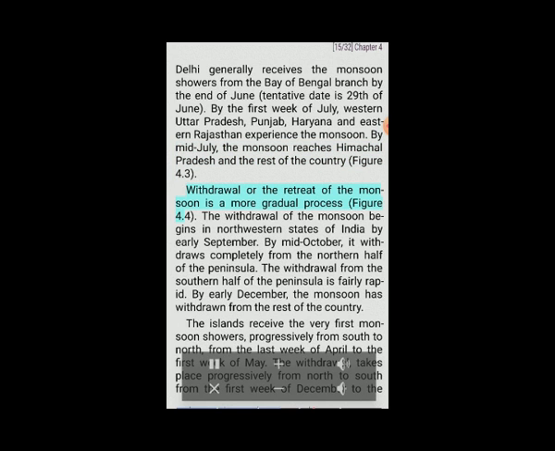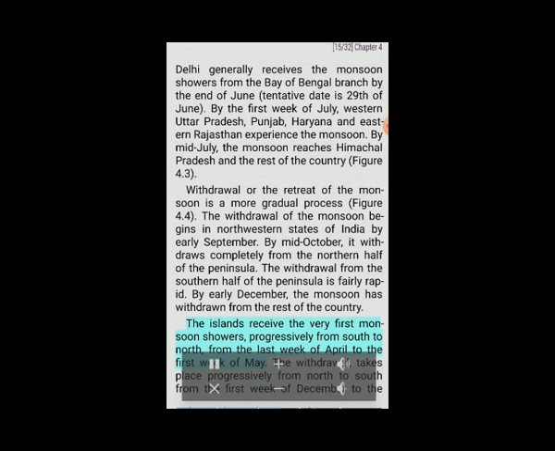Withdrawal or the retreat of the monsoon is a more gradual process. The withdrawal of the monsoon begins in northwestern states of India by early September. By mid-October, it withdraws completely from the northern half of the peninsula. The withdrawal from the southern half of the peninsula is fairly rapid. By early December, the monsoon has withdrawn from the rest of the country.